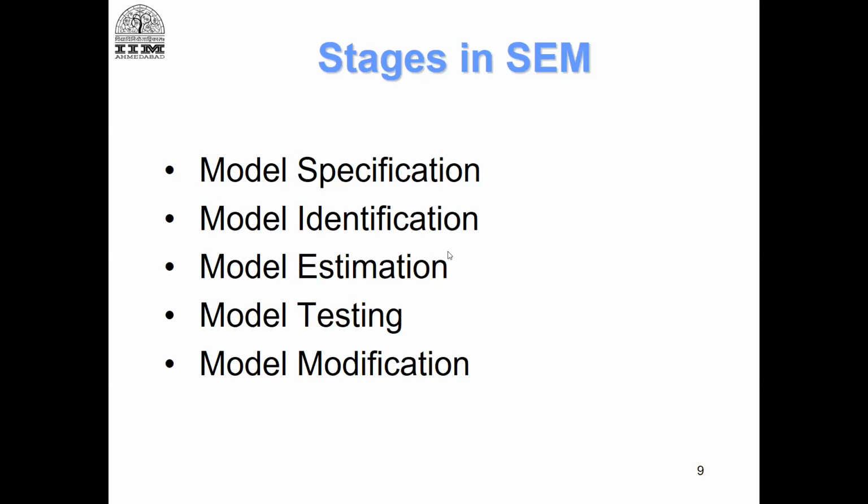Then we come to identification, which is where we will be computing degrees of freedom of the model, and the degrees of freedom should always be greater than 0. Ideally, it should be greater than 0. If it is equal to 0, you will be able to get the estimates, but you will not be able to get the model fit indices.